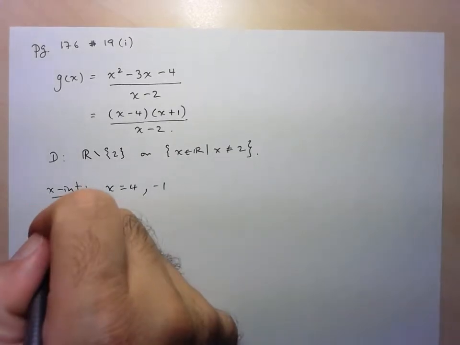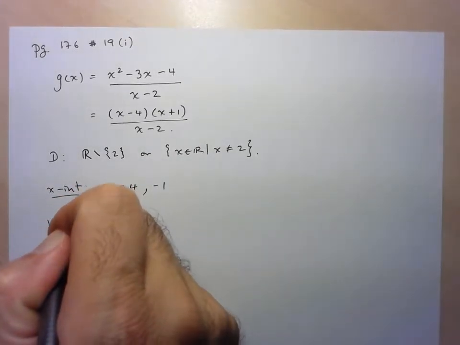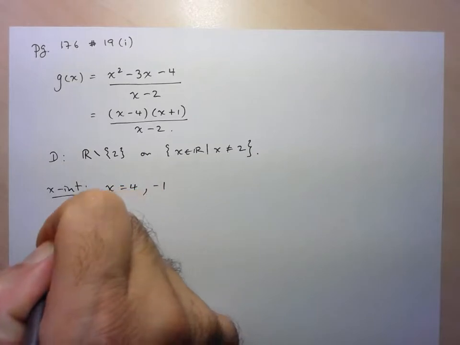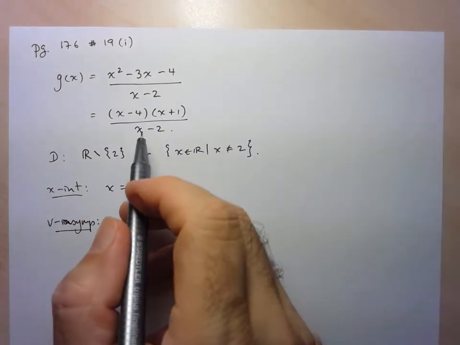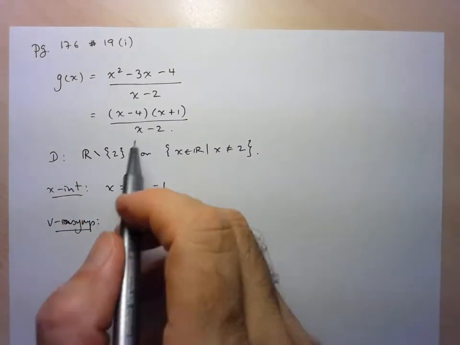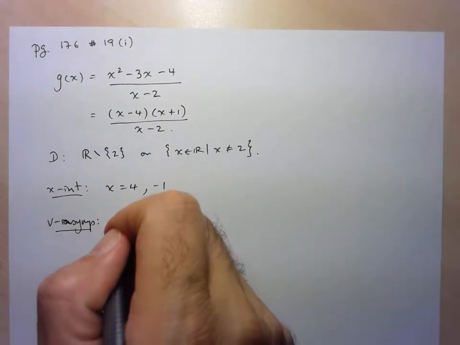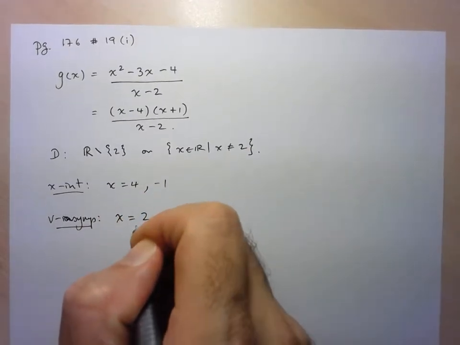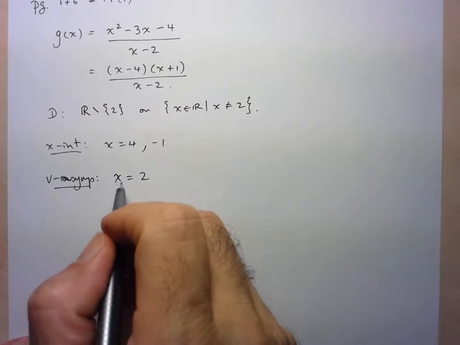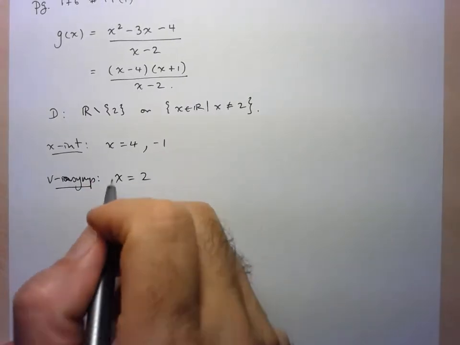Okay, next we'll go to our vertical asymptotes. Vertical asymptotes occur when the simplified function is 0 in the denominator. So here our vertical asymptote is x equals 2. And I have to specifically write x equals 2 because it's the equation of a line.